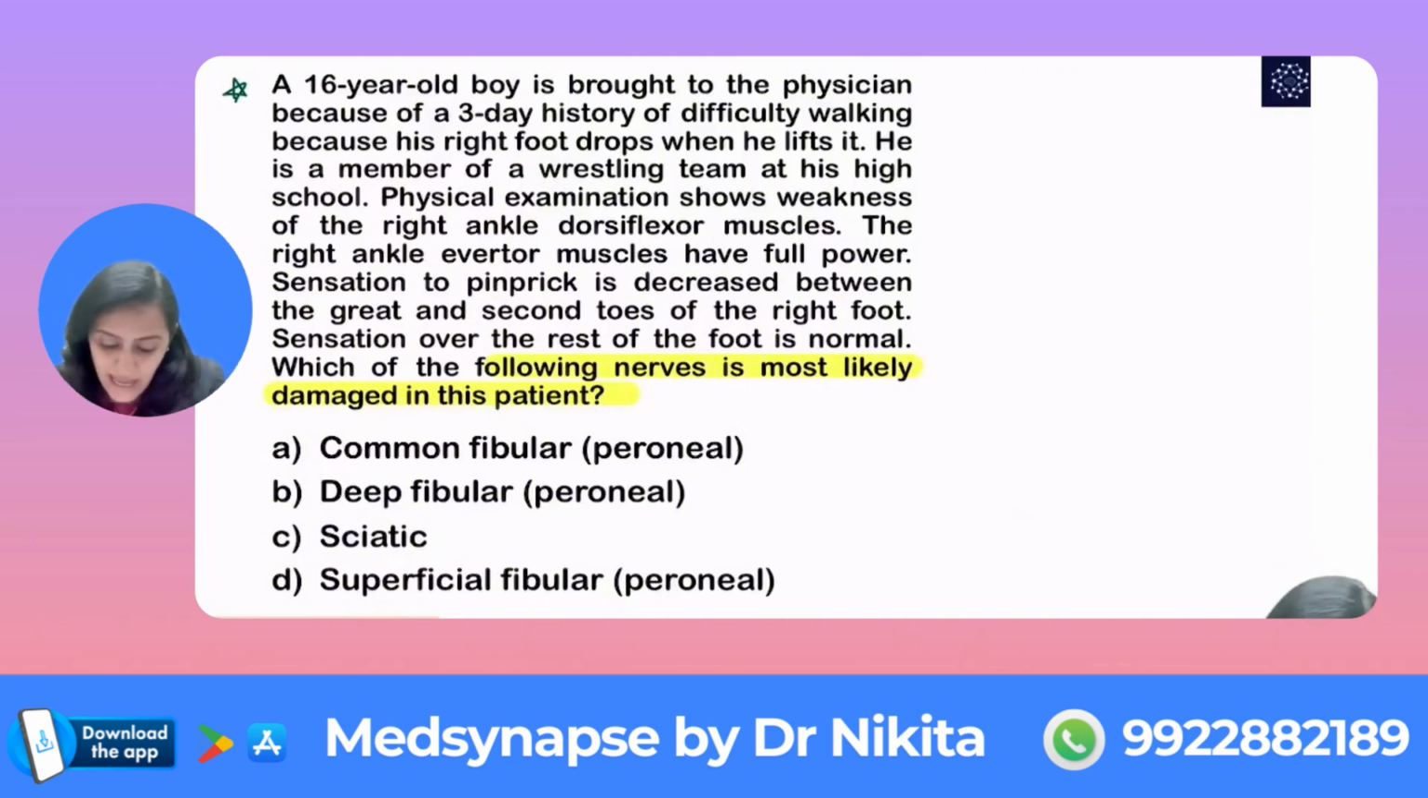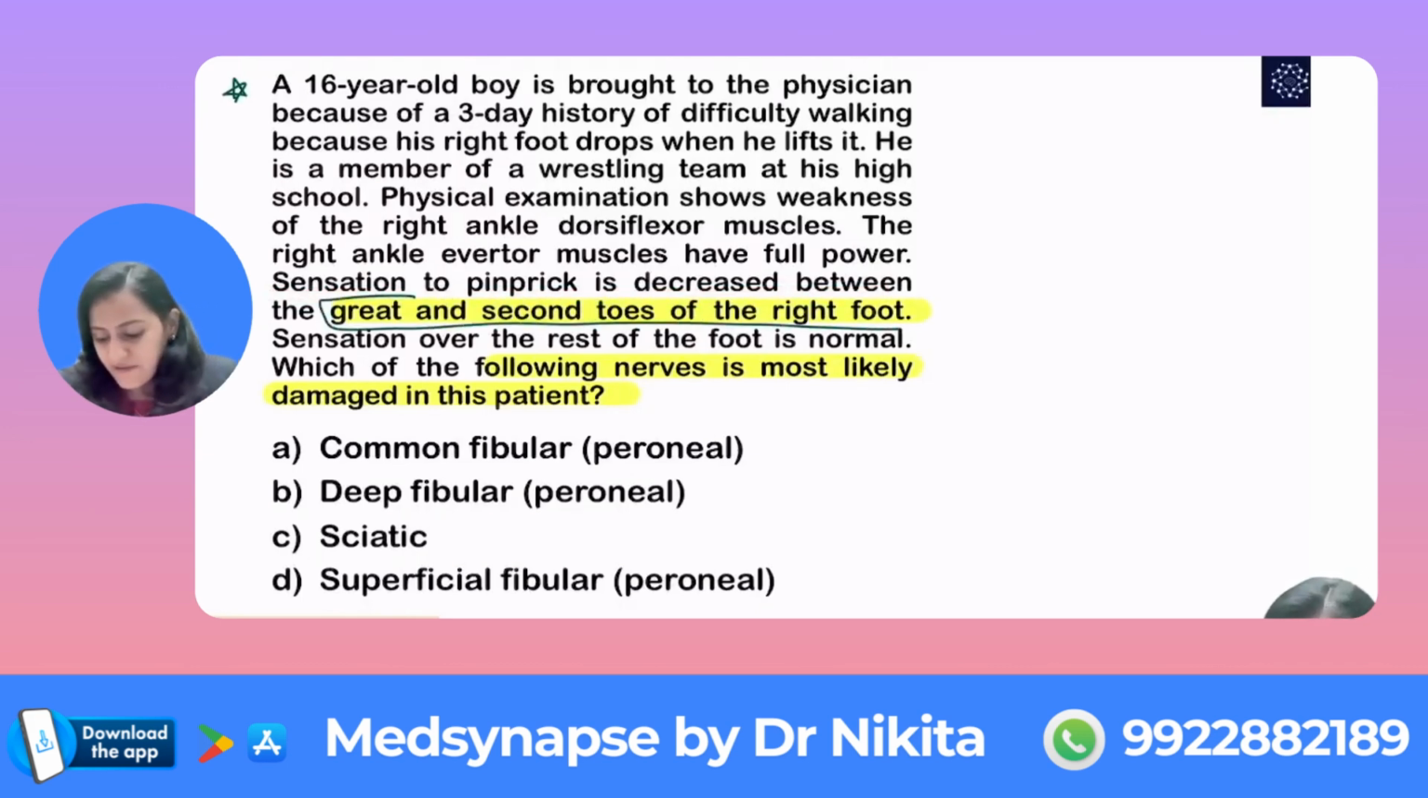So let me have a look at the findings. When the last line you have read, and then you read the second last line, sensation over the rest of the foot is normal, right? Then you read the line before that. So actually the lengthy question, you start reading in reverse. That is actually time saving. Sensation to pinprick is decreased between the great and the second toes of the right foot.